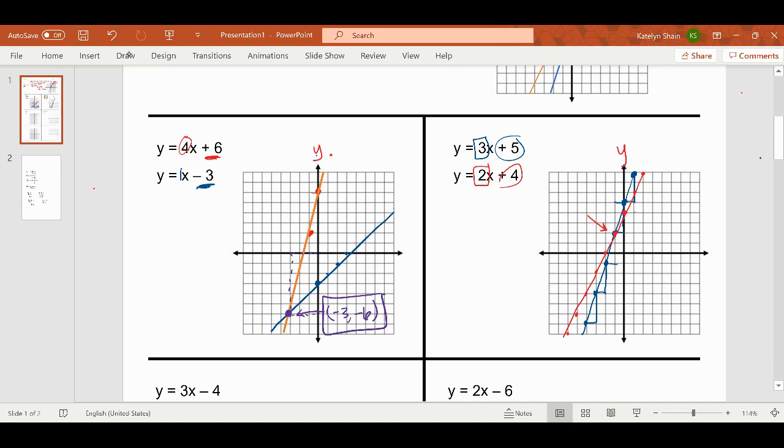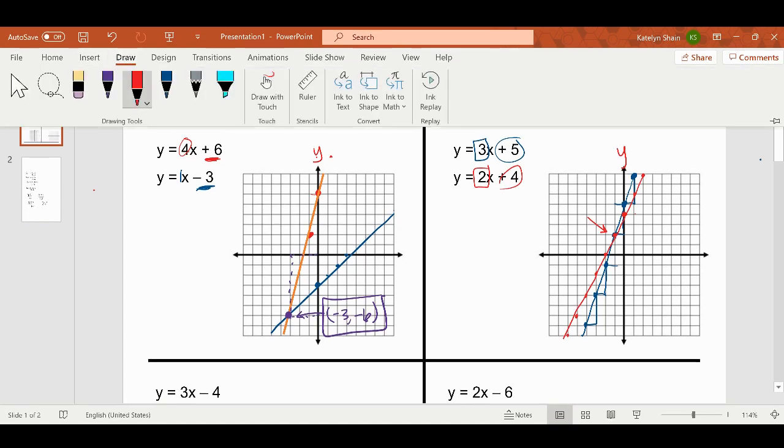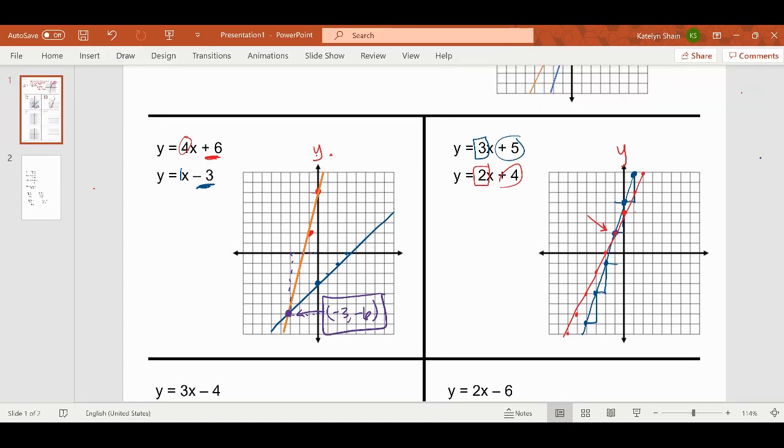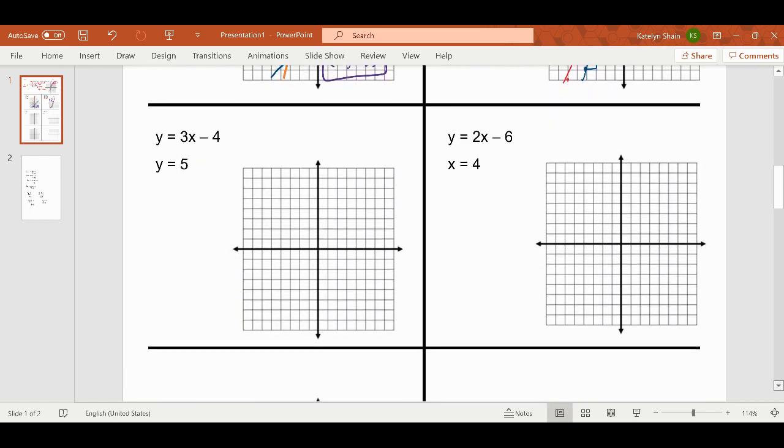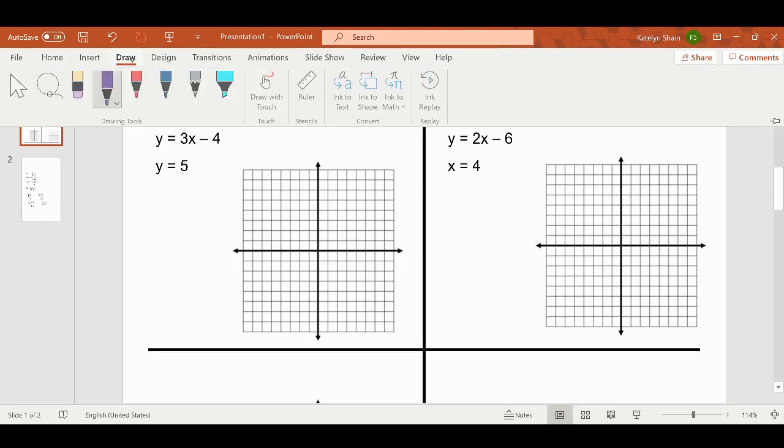Okay, so we need our coordinate for this point right here. All right, and I see that my x value is -1 and my y value is +2. So my solution is (-1, 2). All right, now we're going to move into some that are a little bit more complicated. Not a lot, just a little.